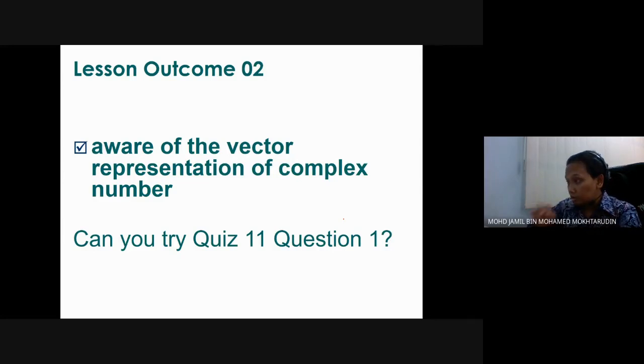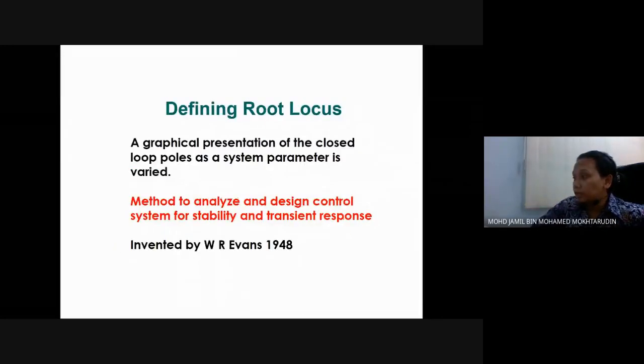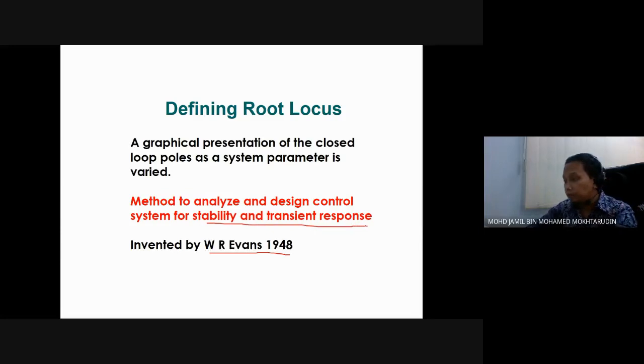Now we define the meaning of root locus. Root locus basically is a graphical presentation of closed loop poles as a system parameter is varied. It was invented by W.R. Evans in 1948, and it's a method to analyze and design control systems for stability and transient response.